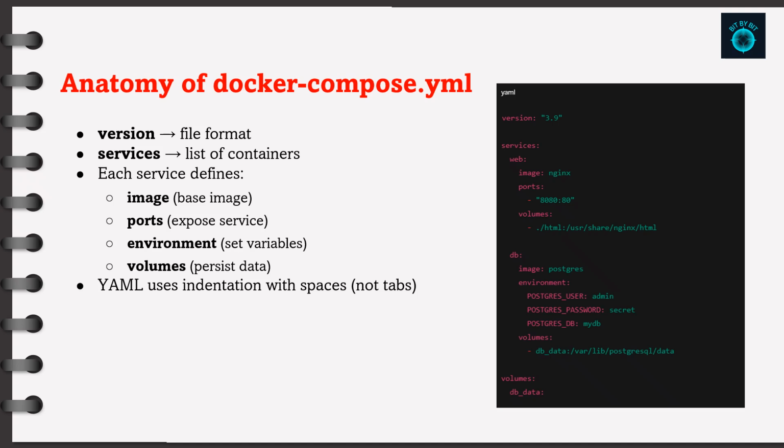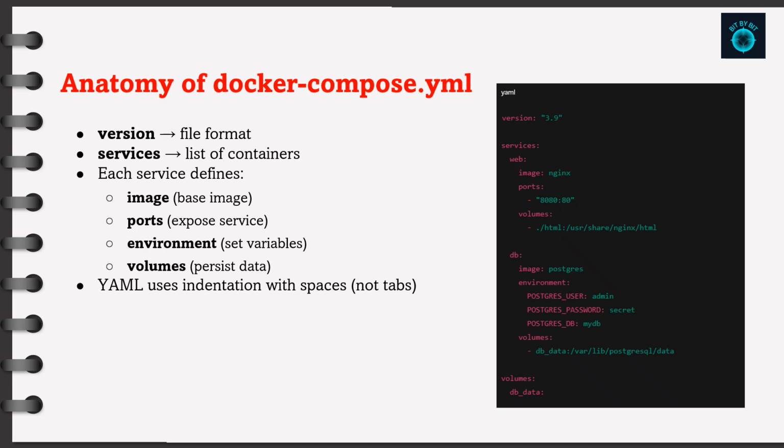In this example, we start with version 3.9. Next, the services block begins. The first service is web. It uses the Nginx image. It maps port 8080 on the host to port 80 inside the container, so you can visit localhost:8080 in your browser. It has a volume line, ./html:/usr/share/nginx/html. This means the html folder on your computer is shared into the container, where Nginx expects website files.